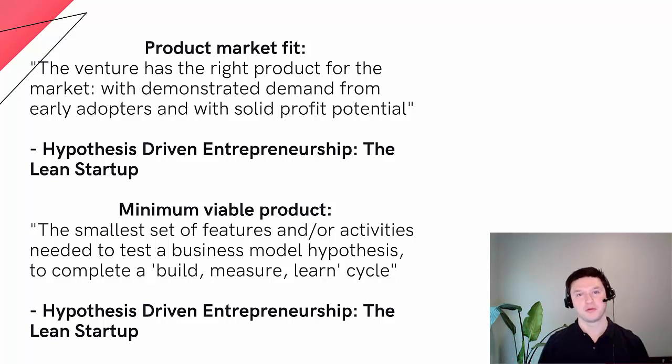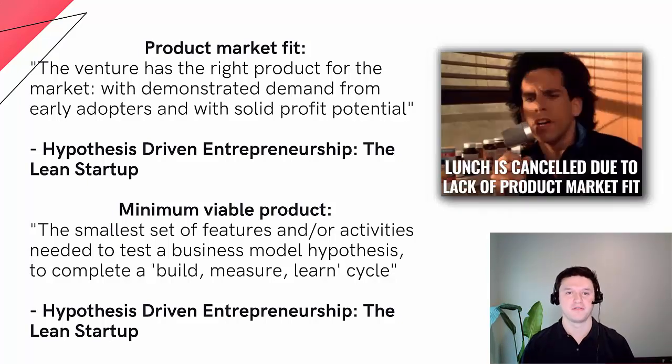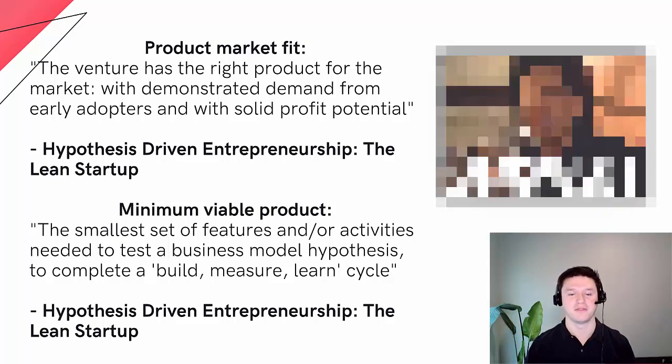And a minimum viable product is a mechanism that can help you find product market fit in a lean and agile way. So the smallest set of features or activities needed to test a business model hypothesis or to complete a build, measure, learn cycle. That's the definition of a minimum viable product. So all new ventures want product market fit. If they don't get it, they're going to fail. And the minimum viable product is a way to get product market fit.